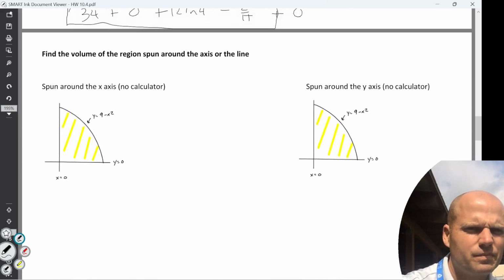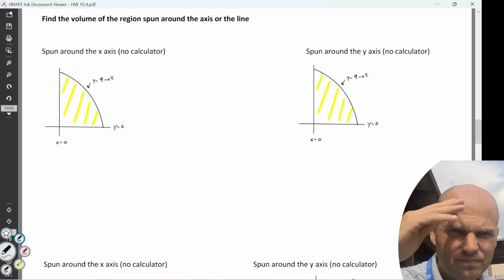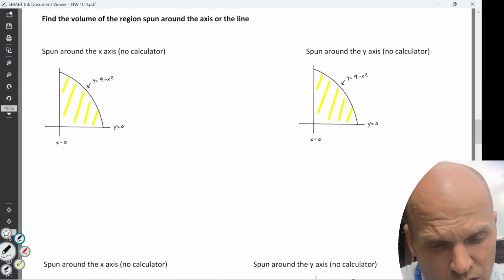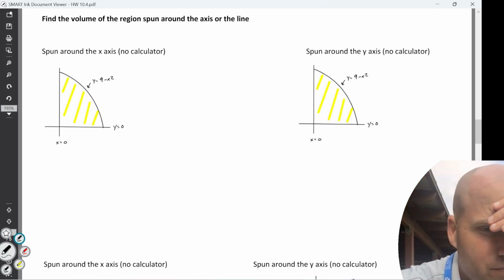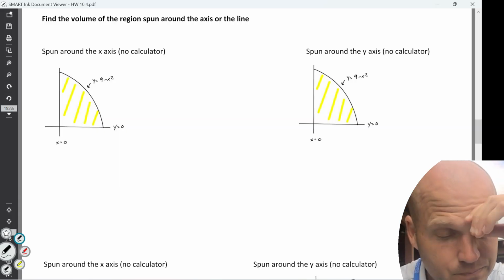Cool. Okay. New stuff. Trying to do the answers without a calculator. Let's get the answers with a calculator and then try not to get them with a calculator. Okay.